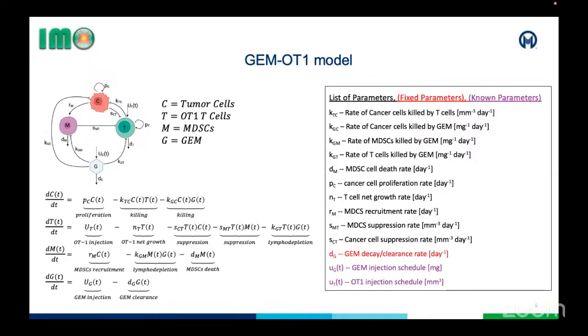The parameter in red is just looking at the drug, and from what we learned from the biologists about how long it takes for gemcitabine to clear, we're able to compute that parameter. And the 2 parameters in purple are just the injection of the drugs.